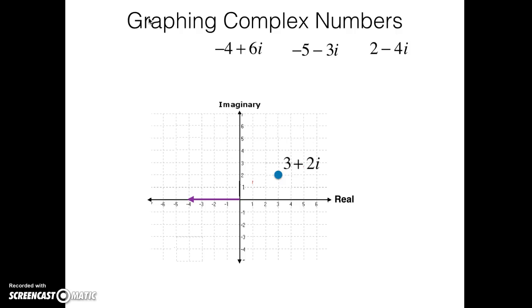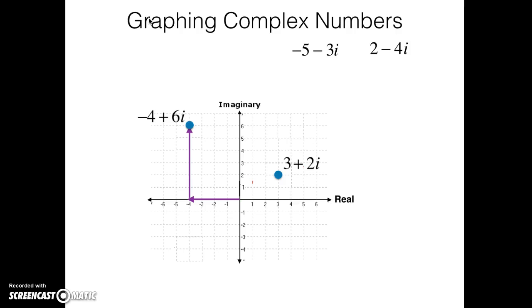The second problem we have is -4 plus 6i. We're going to go to the left, -4 units. We're going to go up 6 units on the imaginary axis. Plot the point. There's -4 plus 6i.